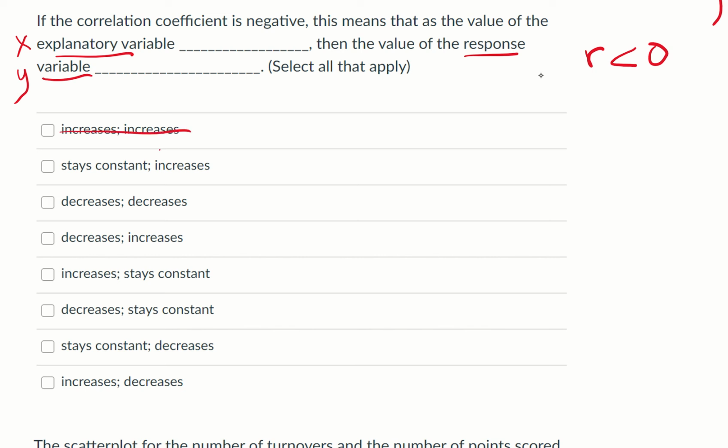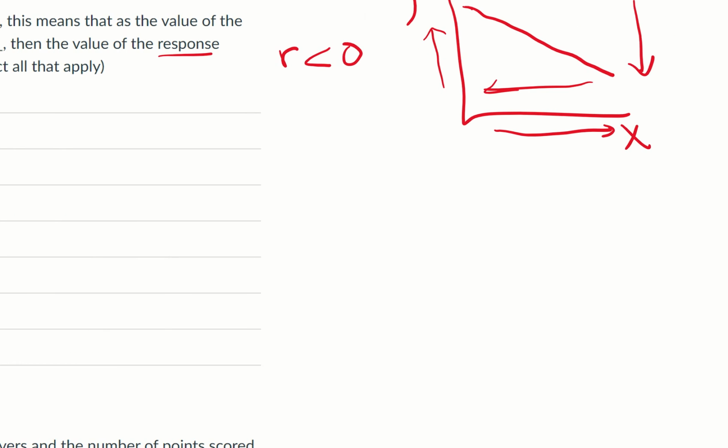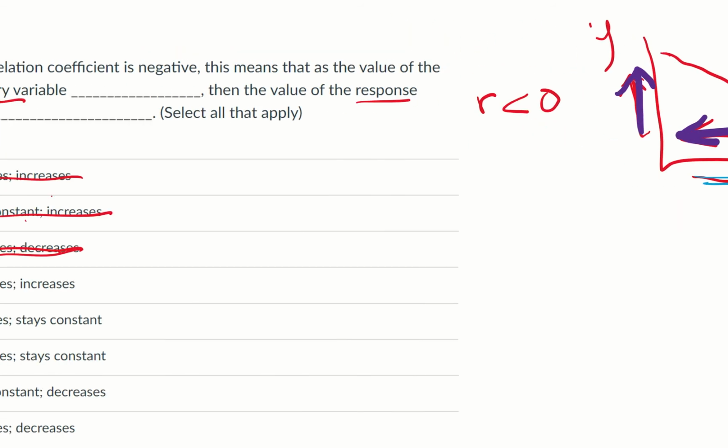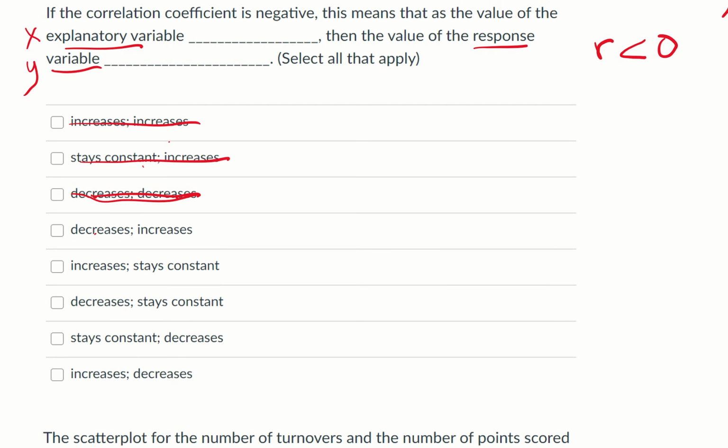That's not correct. If as the value of the x variable stays constant, no, that's not correct. As the explanatory variable decreases, the y decreases? No. As the x decreases, the y increases. Let's see if that's true. As the x decreases, the y increases. That is true. Let me put this in two different colors. That relates to that, and this relates to that. So that looks true based off what we said.